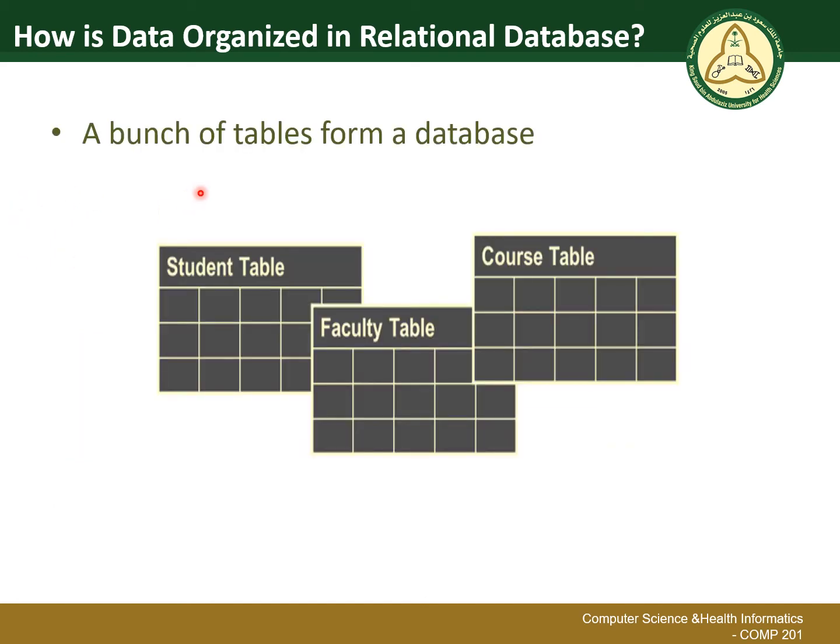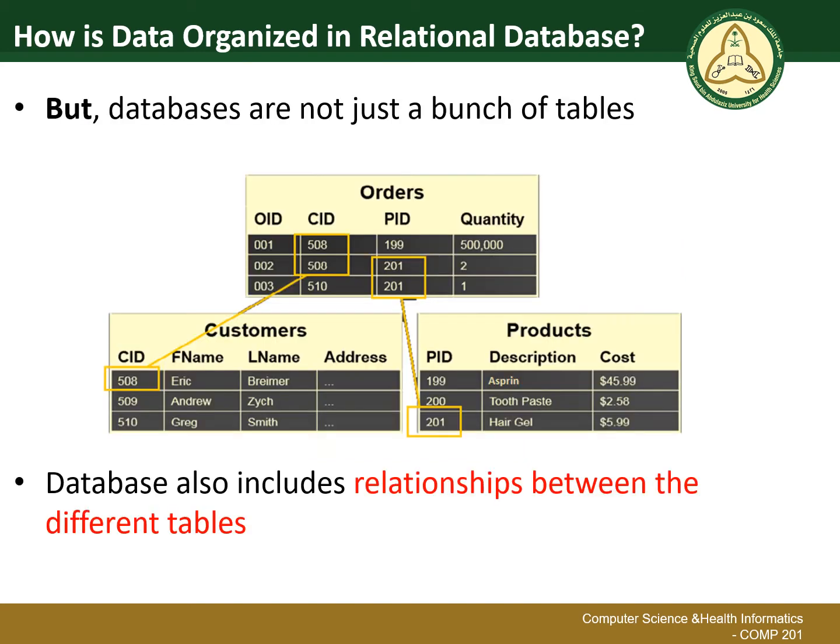And at the end, the bunch of tables will form a database. So the collection of related tables will make the database. Databases are not just a bunch of tables. They are related tables. So the database also will include relationships between the different tables.